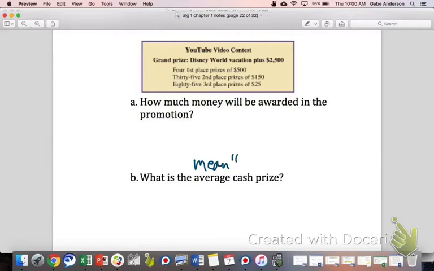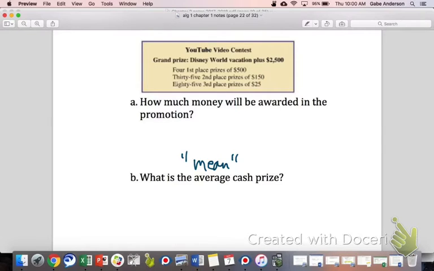So if you see one of those two words, they really mean the same thing. How is it that we find an average? You add up all of them and then divide by how many sections there are. That's right. So you add everything up and then you divide by the number of numbers, or in this case, the number of prizes, right?